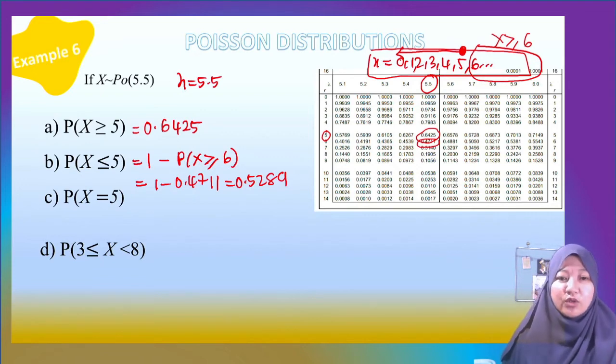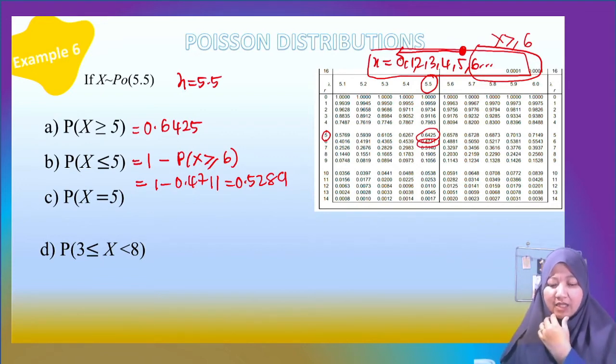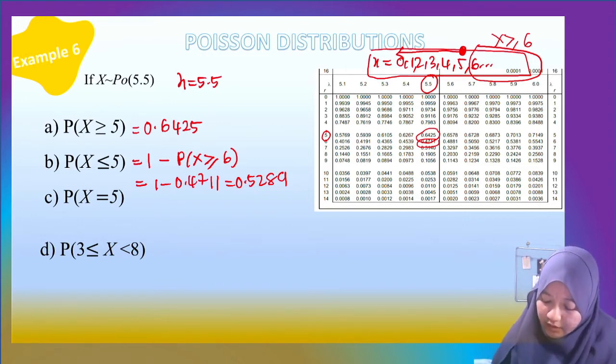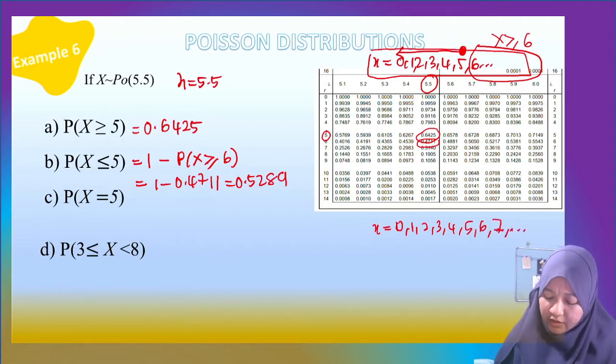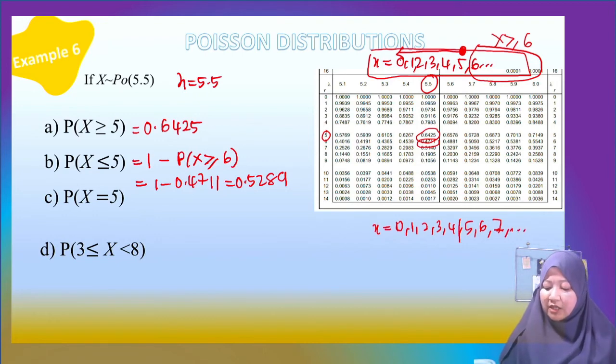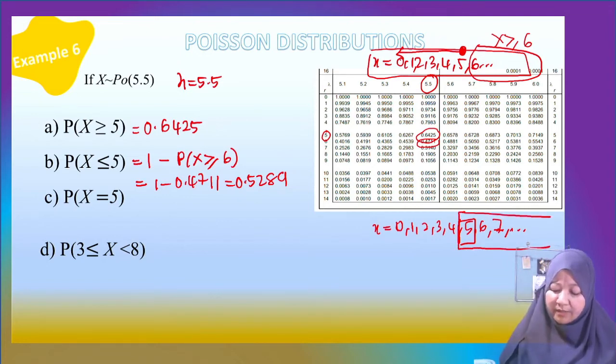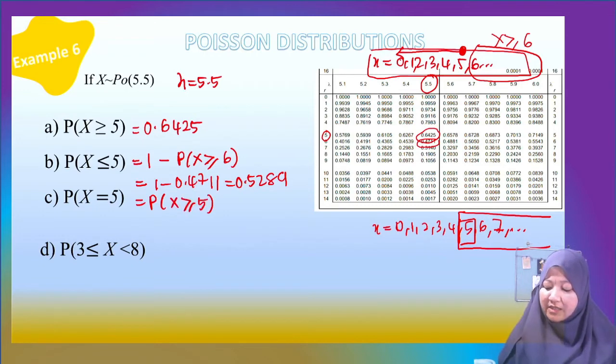Okay, probability x equal to 5. How to find this probability by using table? Okay, look here. If 0, 1, 2, 3, 4, 5, 6, and so on, 7, and so on. So, kita perlu mencari probability x equal to 5. Okay, x equal to 5. So, macam mana kita nak cari? Kita perlu menggunakan kawasan yang lebih besar. Bermaksud, kita kena gunakan kawasan yang lebih besar daripada 5. Probability x greater than or equal to 5. Okay, minus yang ini.